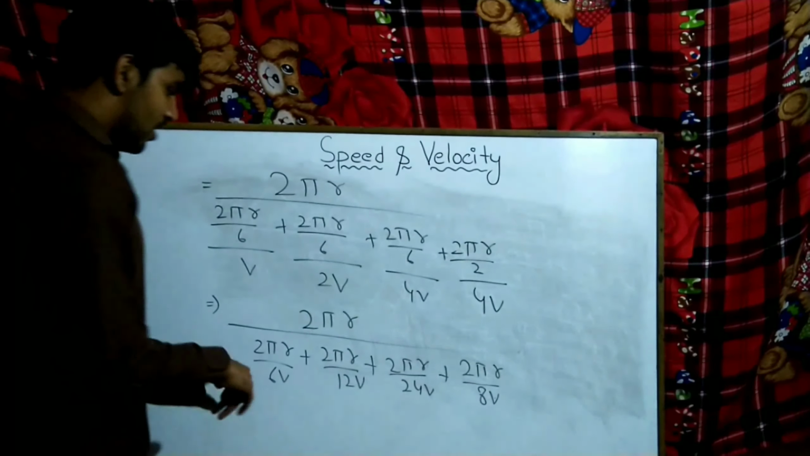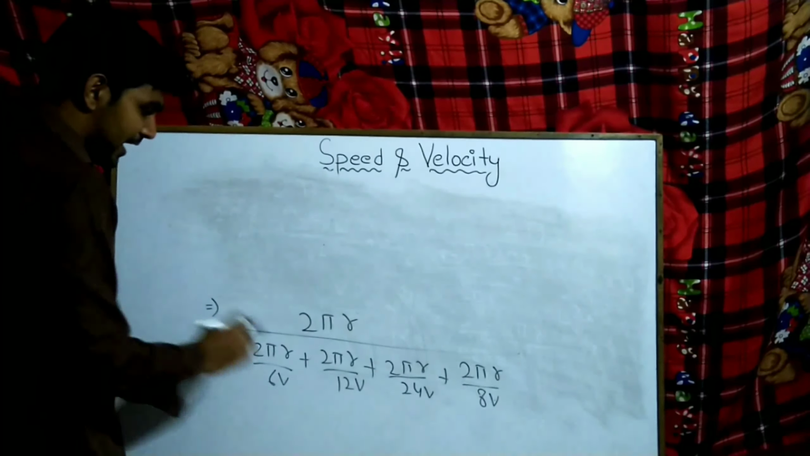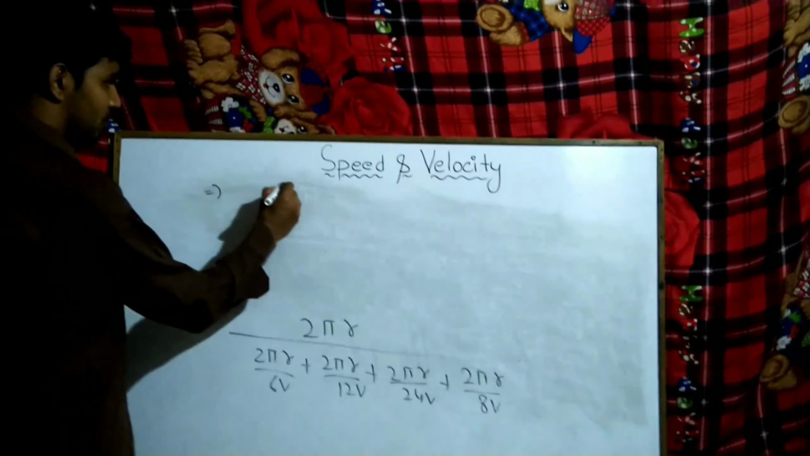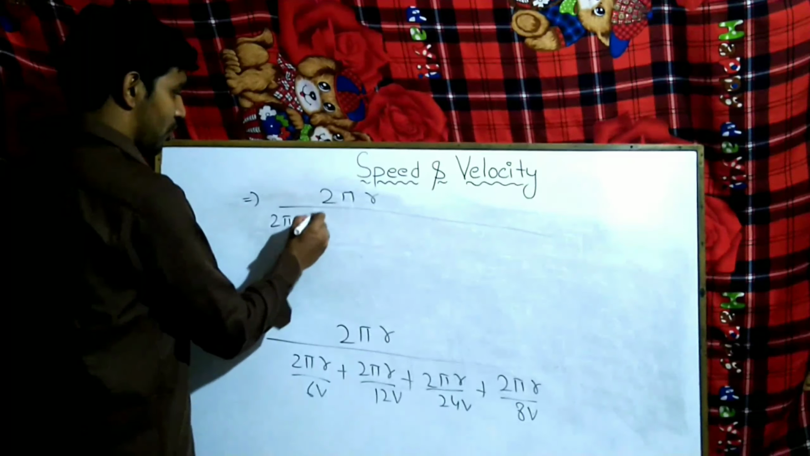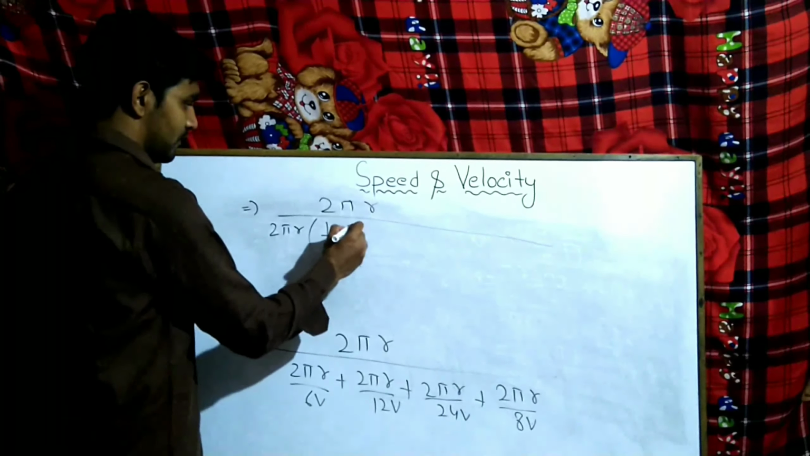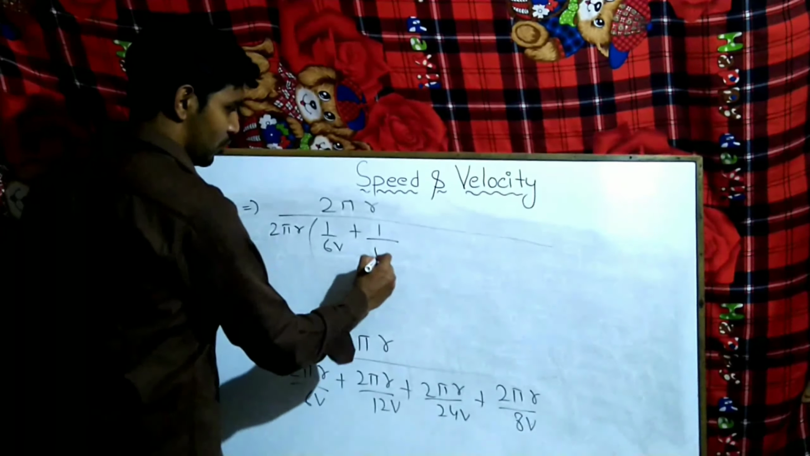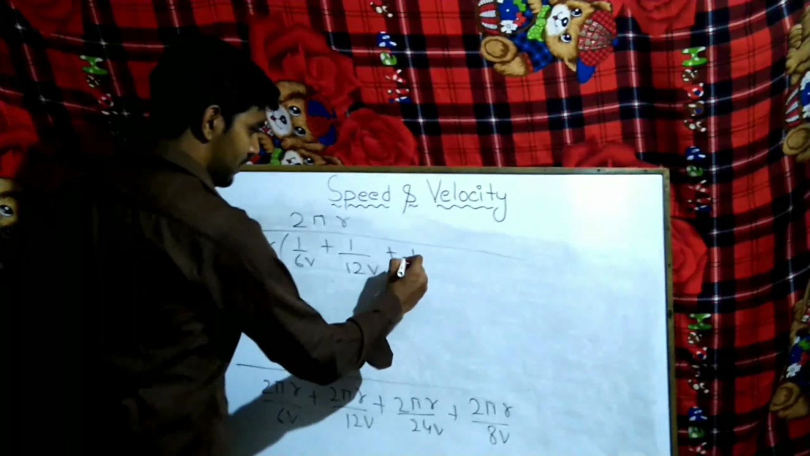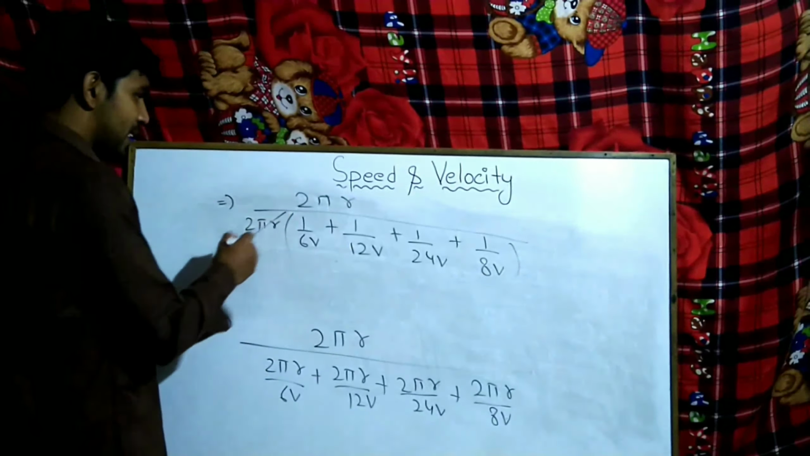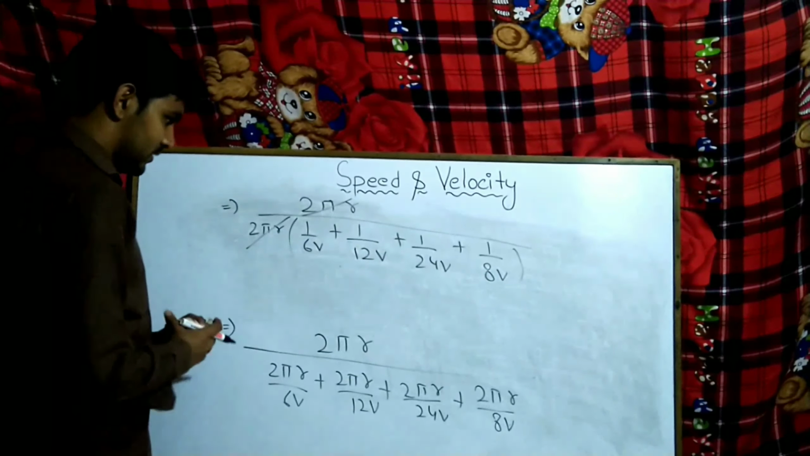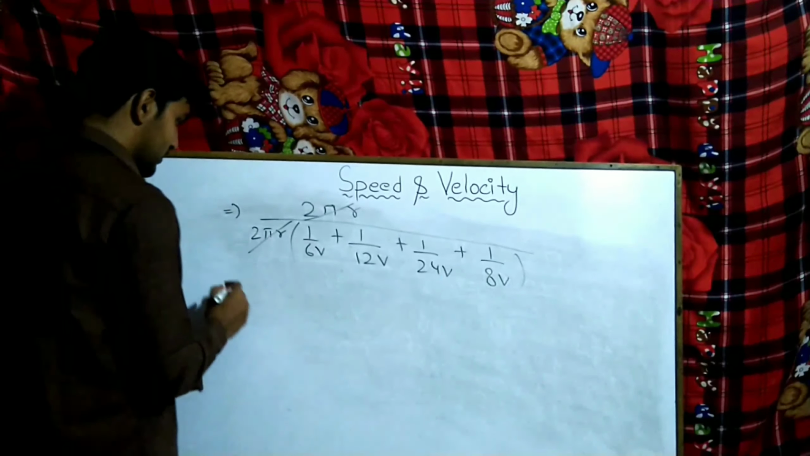Okay. Now I'll make 2 pi r common. So 2 pi r I put common. So 1 by 6v plus, sorry, 1 by 12v plus 1 by 24v plus 1 by 8v. So 2 pi r will cancel. So what is left? Only this part. Now solve this one.